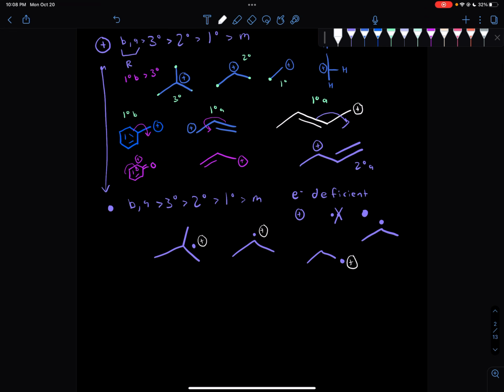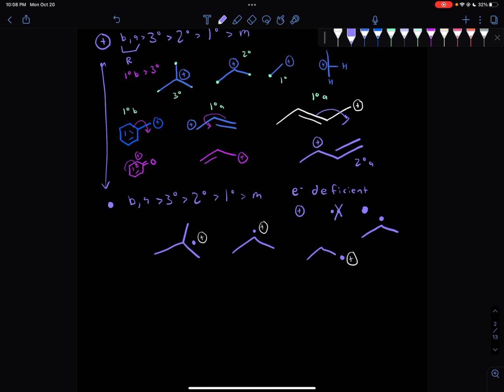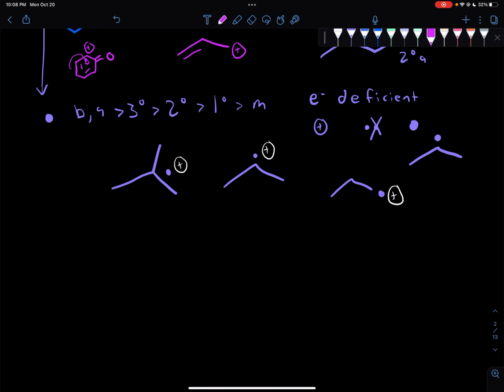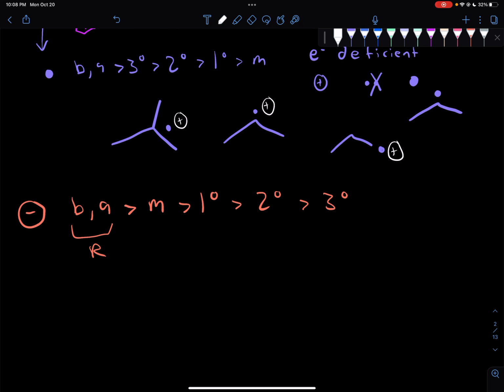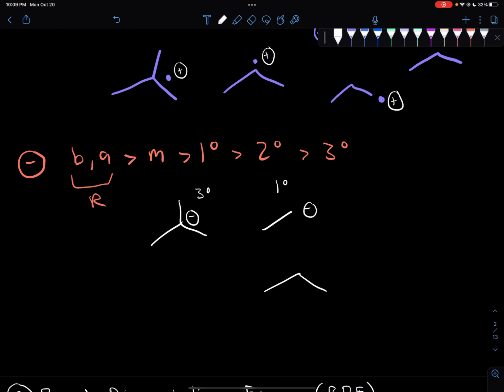Now I'll explain why this ranking exists, but let's talk about carbanions first, and then we'll do that. So when it comes to carbanions, it's going to be benzylic and allylic again, but the rest of it will flip. So next will be methyl, primary, secondary, tertiary. So, once again, this sucks. This is tertiary. This is pretty good, primary. And this is really good, primary allylic.